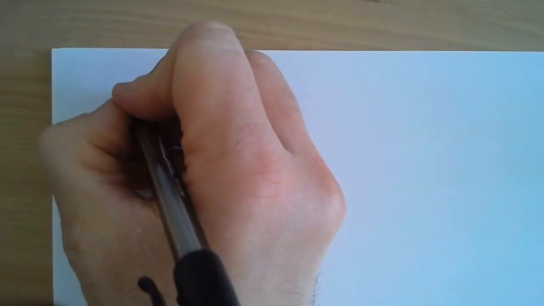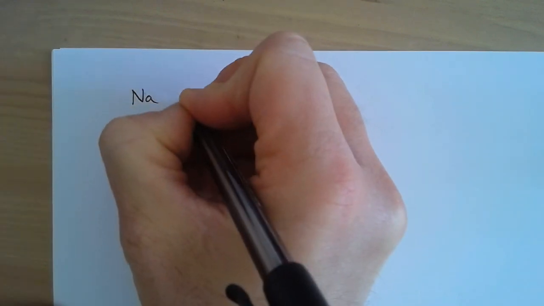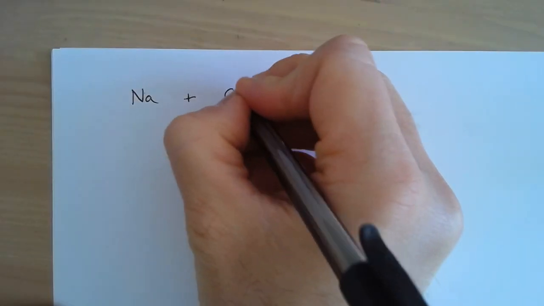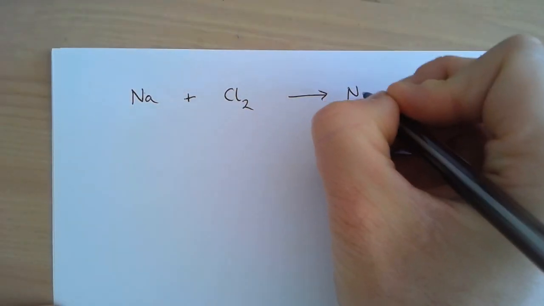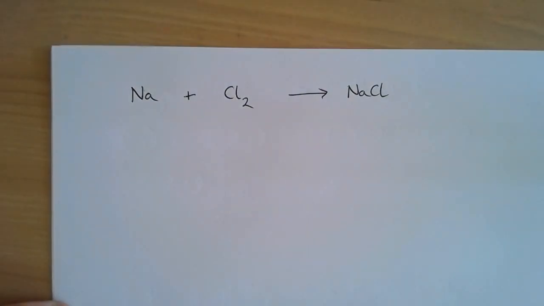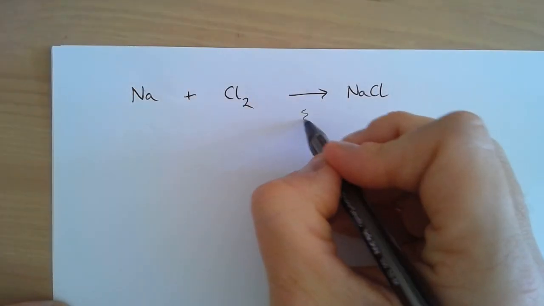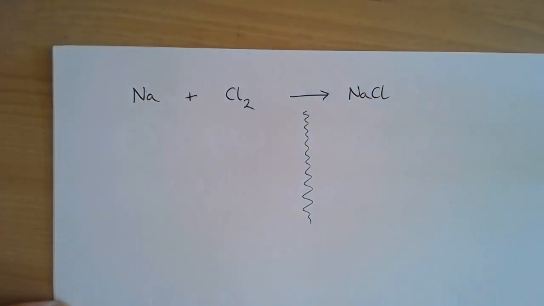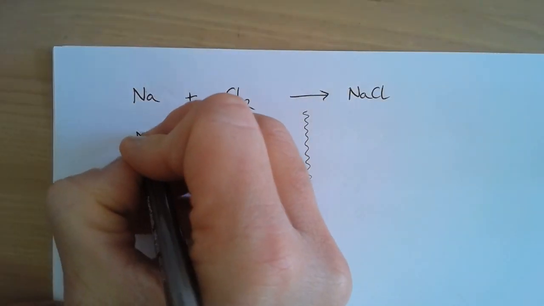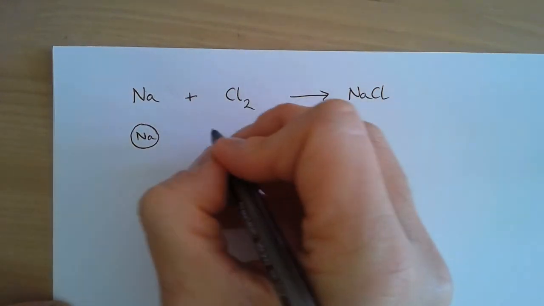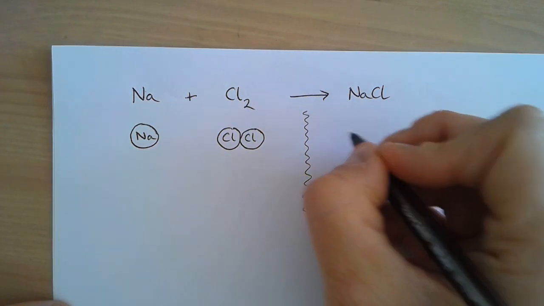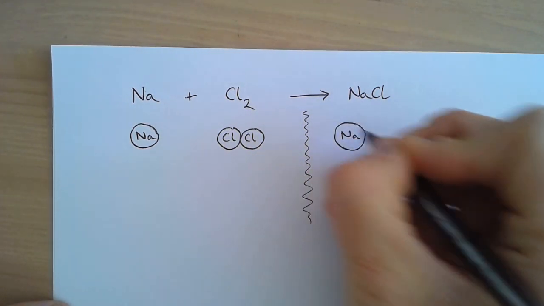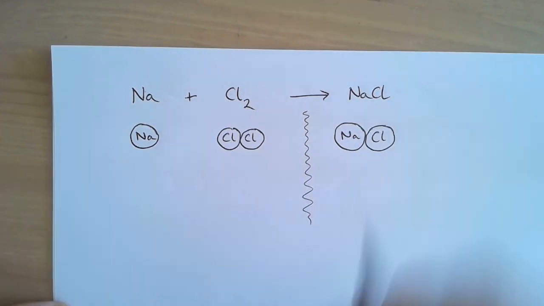And that's the reaction between sodium, which has the symbol Na, and a chlorine molecule, which is Cl2, and that produces sodium chloride, NaCl. Squiggly line down the middle there like that. Draw this out as a diagram. NaCl: Na bonded to Cl, and Cl here like that.